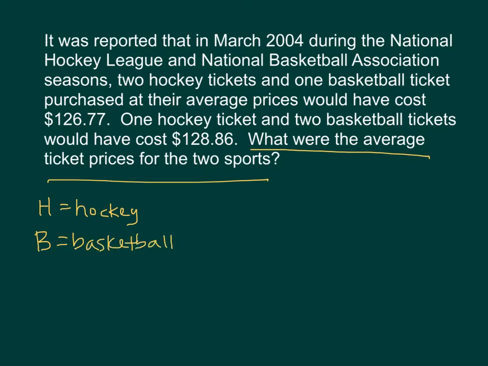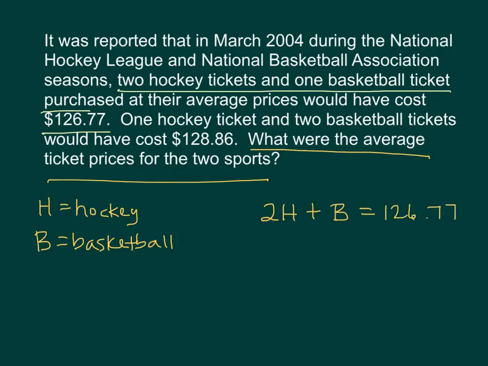Once you've established your 2 variables, you have to establish 2 equations with those 2 variables. Remember, if there's 2 separate variables, there's got to be 2 separate equations. If I look back up at my problem, I notice right here that it says 2 hockey tickets and 1 basketball ticket is $126.77. So 2 hockey tickets would be 2H, since H represents hockey tickets, plus that 1 basketball ticket, or capital B, equals $126.77. So it looks like I've got my first equation just by looking at that sentence.